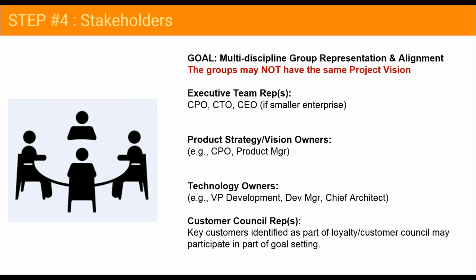These groups may not, believe it or not, have the same project vision. So this modernization project may be viewed as cost cutting, maybe revenue generation, or somewhere in between. And the goal here is to identify what these different categories are, understand that each of them has a different view or lens that they're looking at your project for this modernization on. They could be product owners, they could be technology owners, etc. And in some cases, customers have customer council reps.